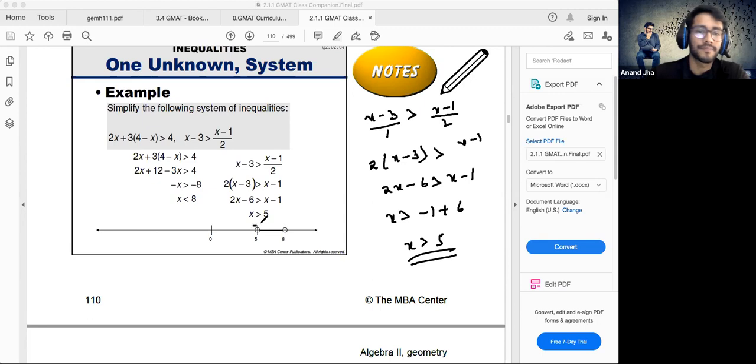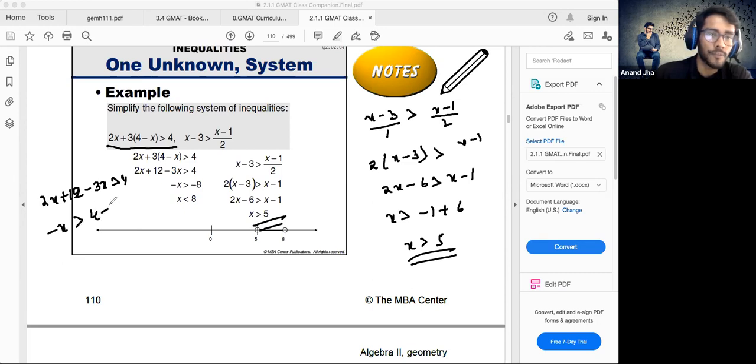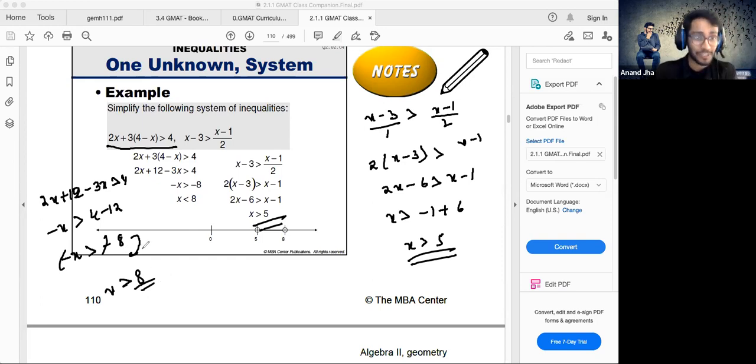That's it. What about this? 2x plus 4 3 is 12, sorry, 4 3 is 12 minus 3x greater than 4. 2x minus 3x is minus x greater than 4 minus 12. So minus x greater than minus 8. And now after this, many students will write, okay, minus minus, let's cancel, x greater than 8. No, don't do this. We multiply both sides by minus 1 because I always need x positive. I told you, if you multiply and divide by a negative, the sign gets changed. So x less than 8.